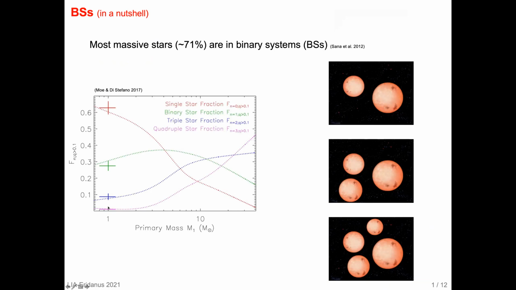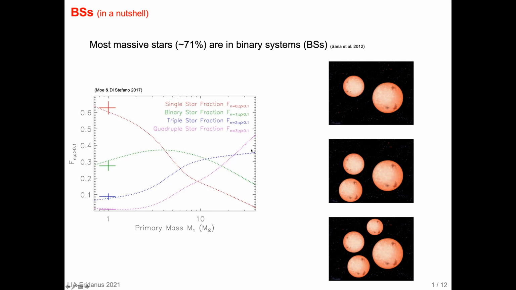Enrique already showed this plot on the left. It shows the fraction of stars that are isolated, the red line, or in binary systems, the green line, in triple systems, the blue, and in quadruple systems, as a function of the most massive star in that system. The more massive a star is born, the less likely it is to be single and isolated, and the more likely it is to be in binary, triple, and quadruple systems.